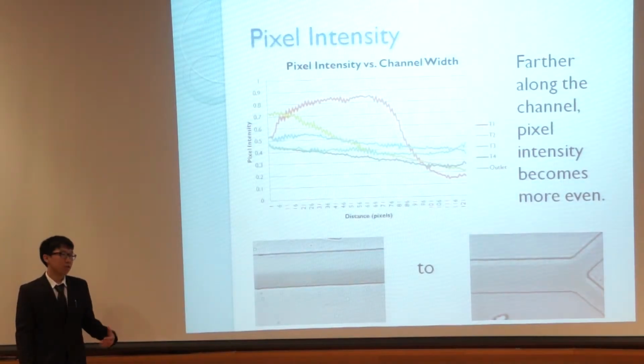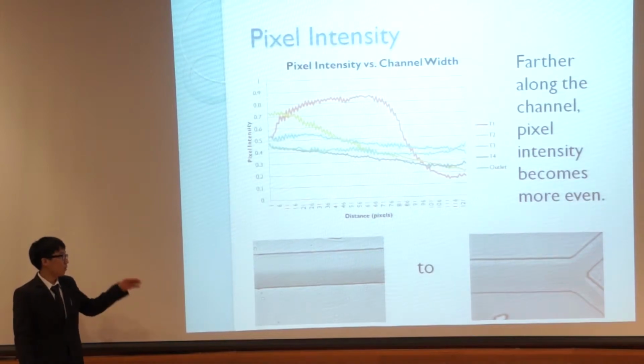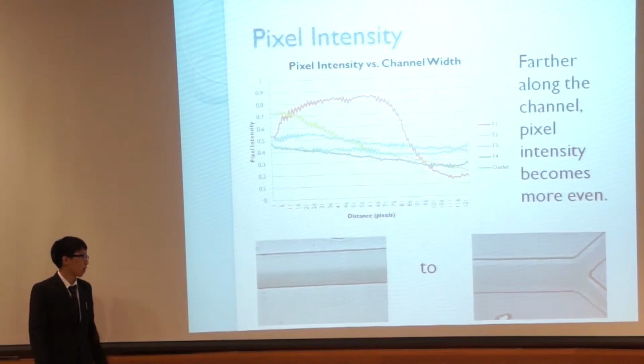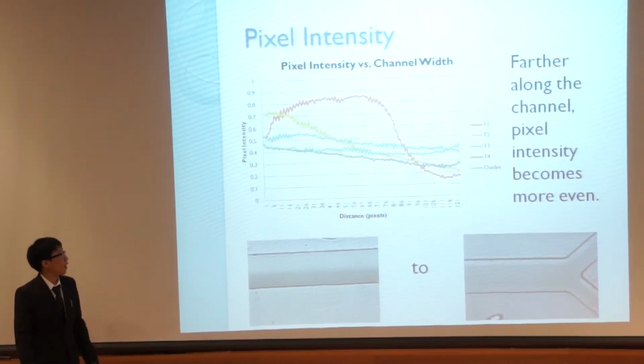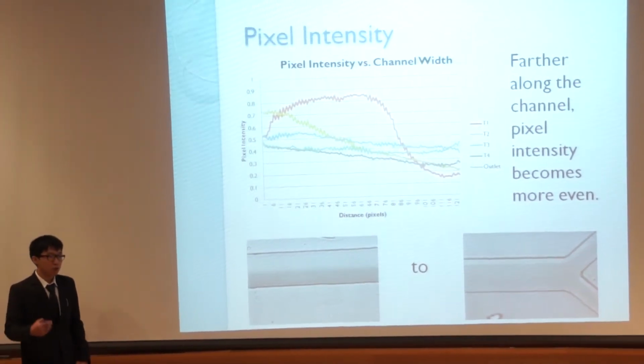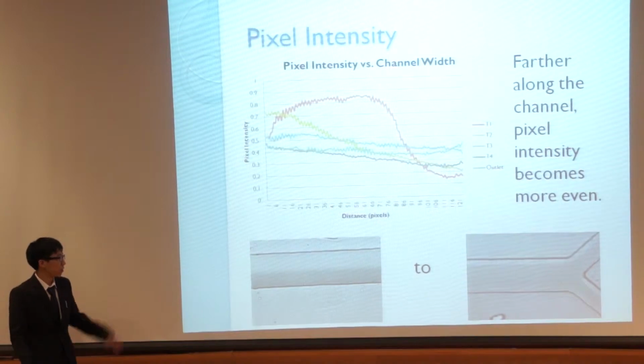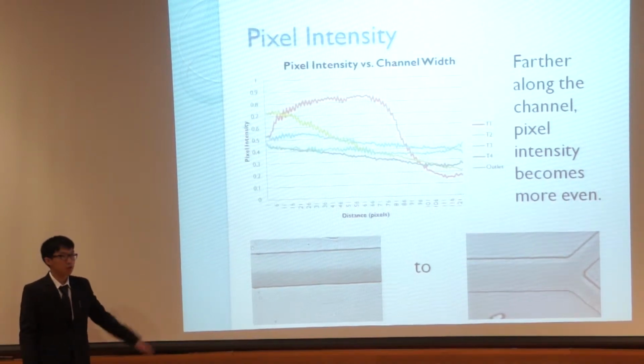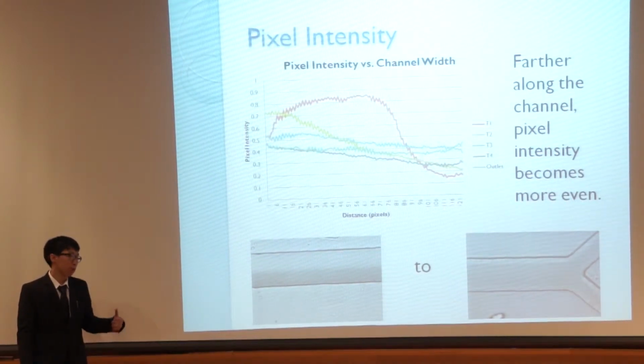Another way of looking at diffusion is to observe the pixel intensity. Pixel intensity is basically the gradient values across the channel width, so down the vertical of the channel. And what we found was that as you go further, the pixel intensity changes near the outlet. So in the left image, we have T1, which is representative of the image directly after the inlet.